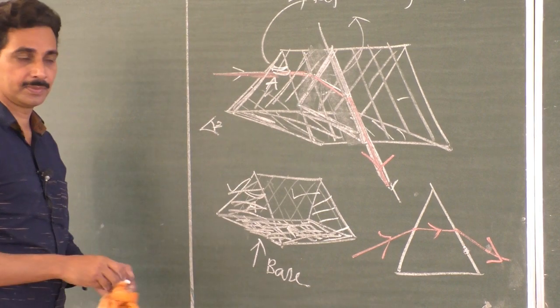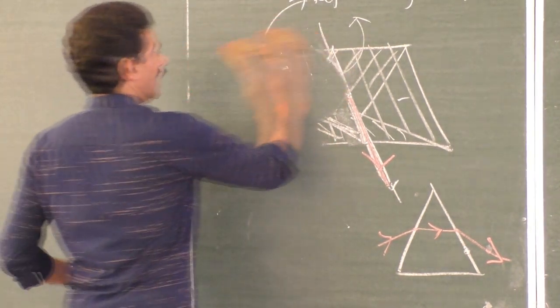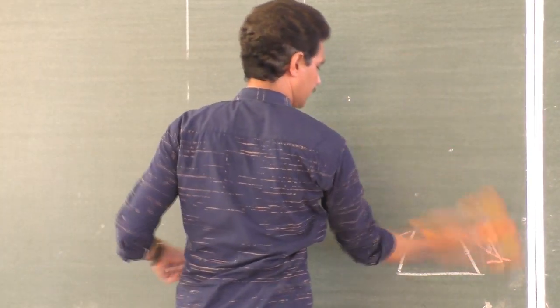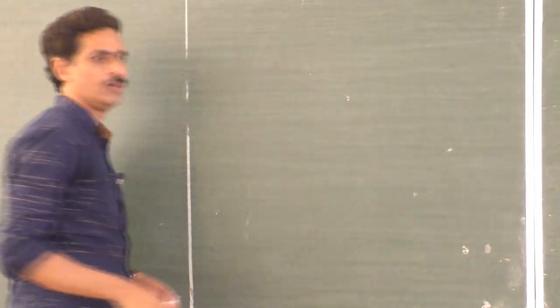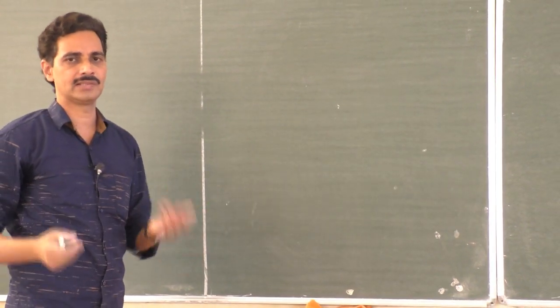Be ready with pen and paper. Run to your room and bring a pen and paper. We have to see how the ray of light undergoes refraction in a prism. Now onwards we will take only the cross section of the prism, okay? Only the cross sectional view of the prism. So you have to draw a large enough diagram.